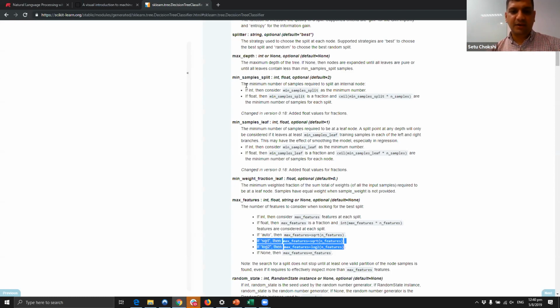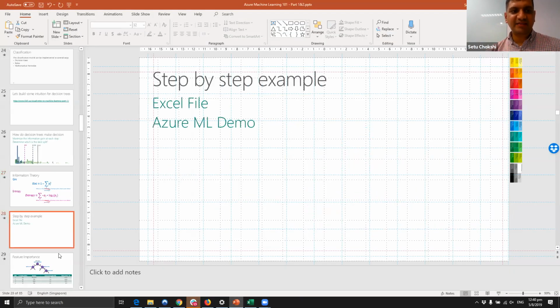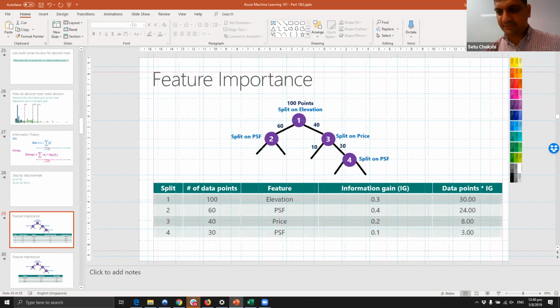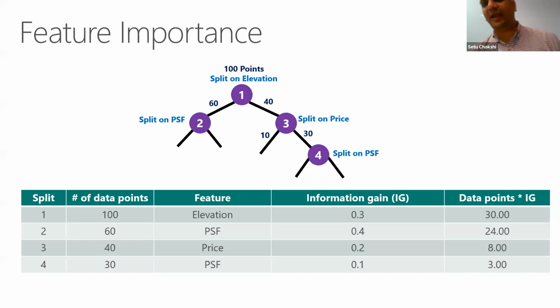All right. So now that is clear, let's look at feature importance, which somebody had mentioned. So let's look at what feature importance is. It's an important concept, but let's understand what we end up doing at each point in time.